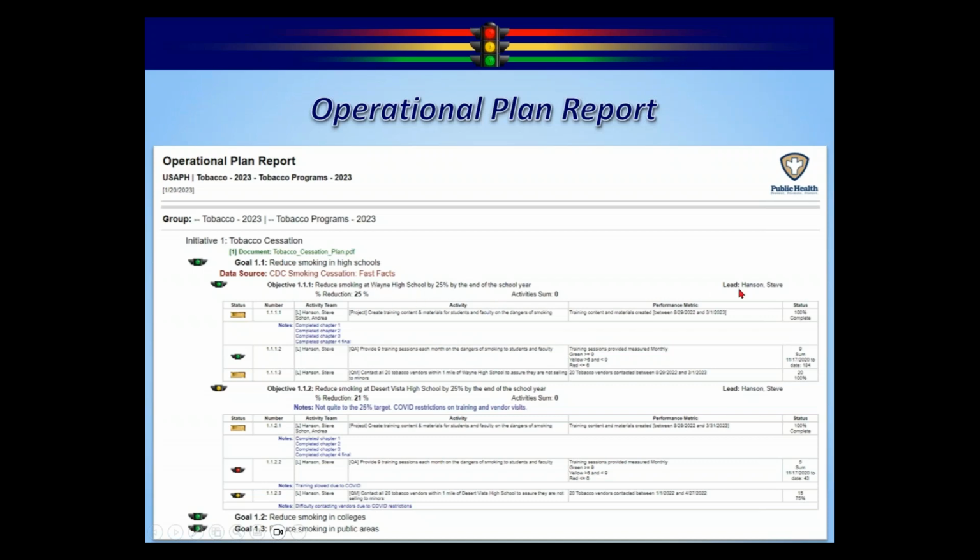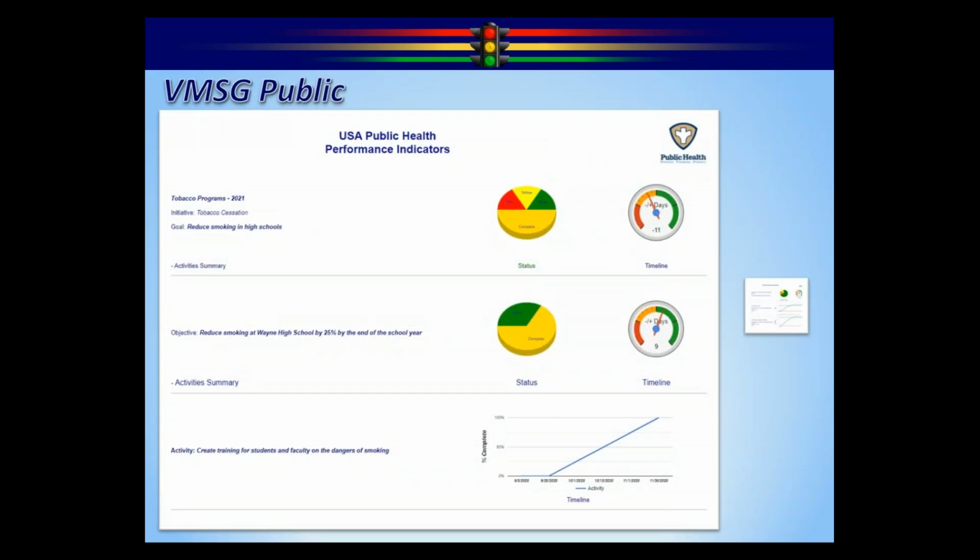The objective lead, the activities, what you see in blue are all the notes that you put in there, the traffic lights, the people who are assigned to it. So it's a very, very detailed report, probably mostly applicable to somebody like Steve, who's the objective lead. He's the guy who really needs that. Most people, however, don't need this level of detail. What they want to know is, how are we doing?